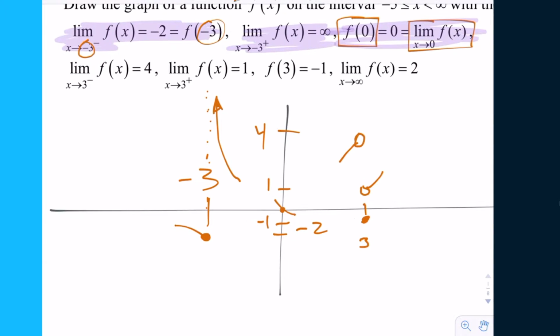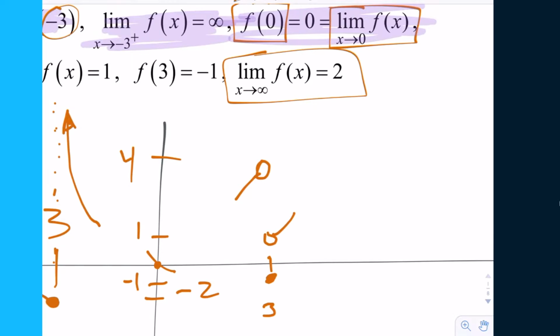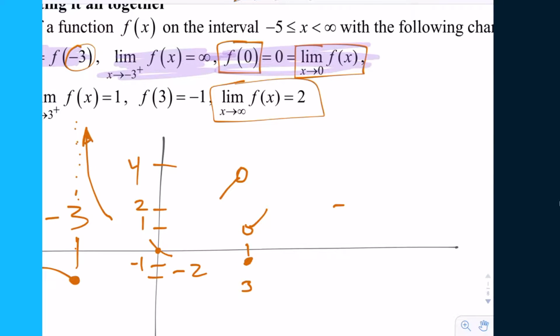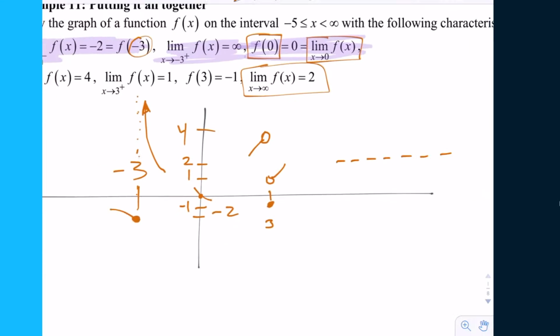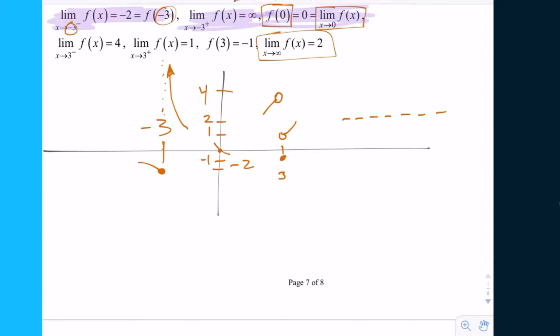Okay, so that takes care of what's happening at 3. And then the only other thing they're specifying is, as we go out to the right, we have to approach 2. So 2, I'm going to say is right here. And if I'm approaching 2 as I go to the right, that has to be a horizontal asymptote. So I'm going to draw it horizontal with 2. Now all I have to do is come in and fill the voids in between.